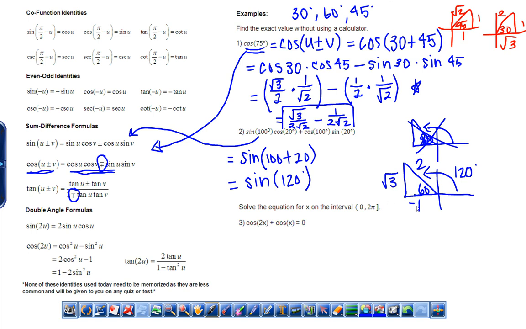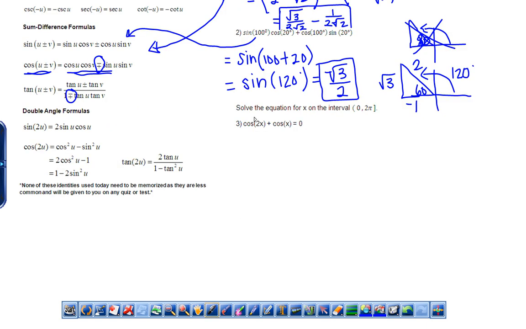So sine from this triangle is going to be square root 3 over 2. This one is very similar to what we're working with now. I'm going to try the double angle formulas on this one.